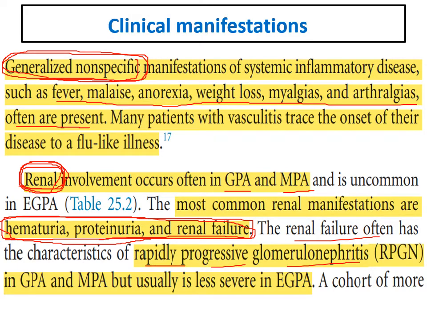What is meant by rapidly progressive glomerulonephritis is that we found our patient to have a creatinine of 2, the next day 4, the day after 6, 8, and 10. Very rapid deterioration of the kidney function. This is what is meant by rapidly progressive glomerulonephritis. And this is very common, as we said, in Wegener and microscopic, and less common with Churg-Strauss or eosinophilic granulomatosis with polyangiitis. So kidney affection is in the form of severe nephritic syndrome and RPGN.